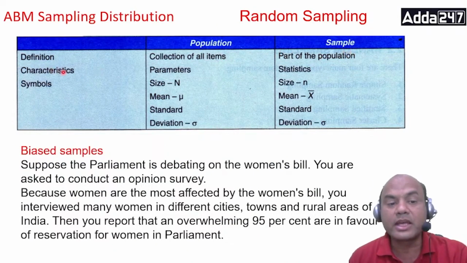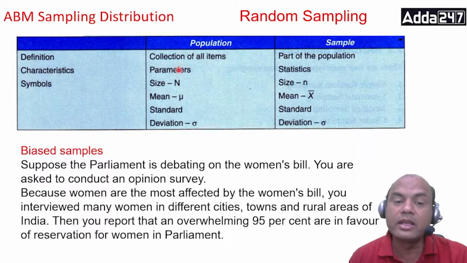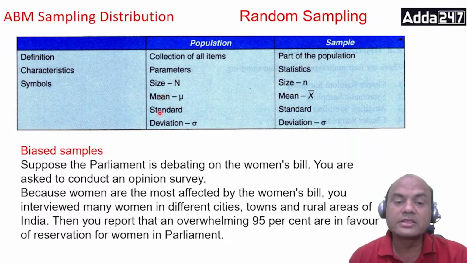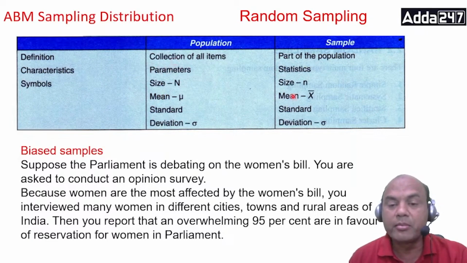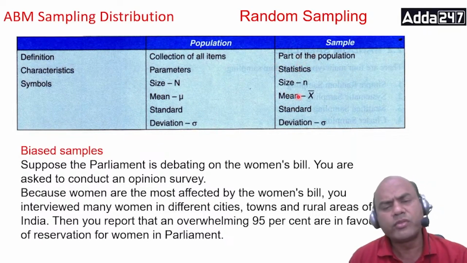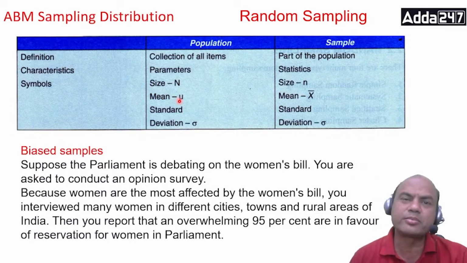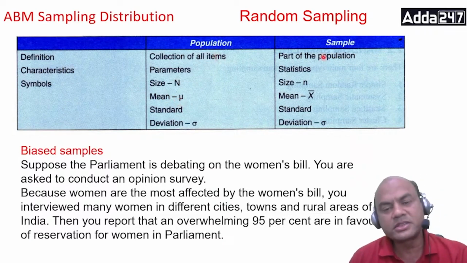What are the characteristics? Suppose I take the mean, mode of the population, it is called a parameter. Suppose I take the mean, mode of the sample, it is called a statistic. See here, mean and standard deviation of the population are known as parameters. Mean and standard deviation of the sample are known as statistics. We have various other statistics and parameters. Mean, mode, median, all these are parameters as well as statistics.